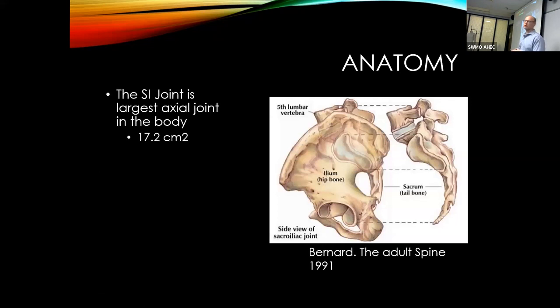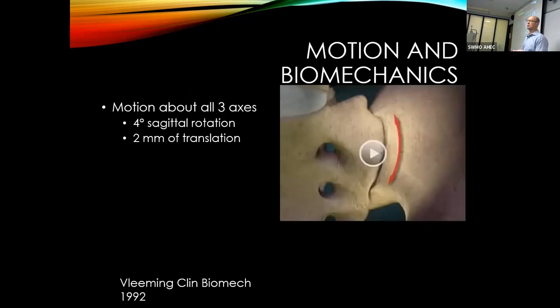The anatomy of the SI joint. We don't think of it being the largest joint in the axial skeleton, but it is. It's a really, really big joint. That's a lot of opportunity for pain. That's why I think it's more common than what most people think. The SI joint does move. You all know that because DOs. We already know that. It does move.